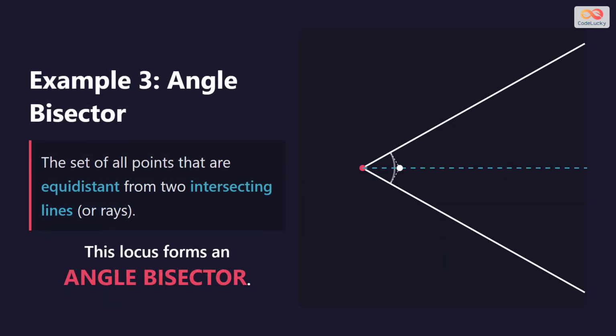Imagine two lines that cross each other, forming an angle. The locus of points that are equidistant from both of these lines is called an angle bisector. This is a ray that cuts the angle exactly in half. Any point on this bisector is the same perpendicular distance from the two original lines.